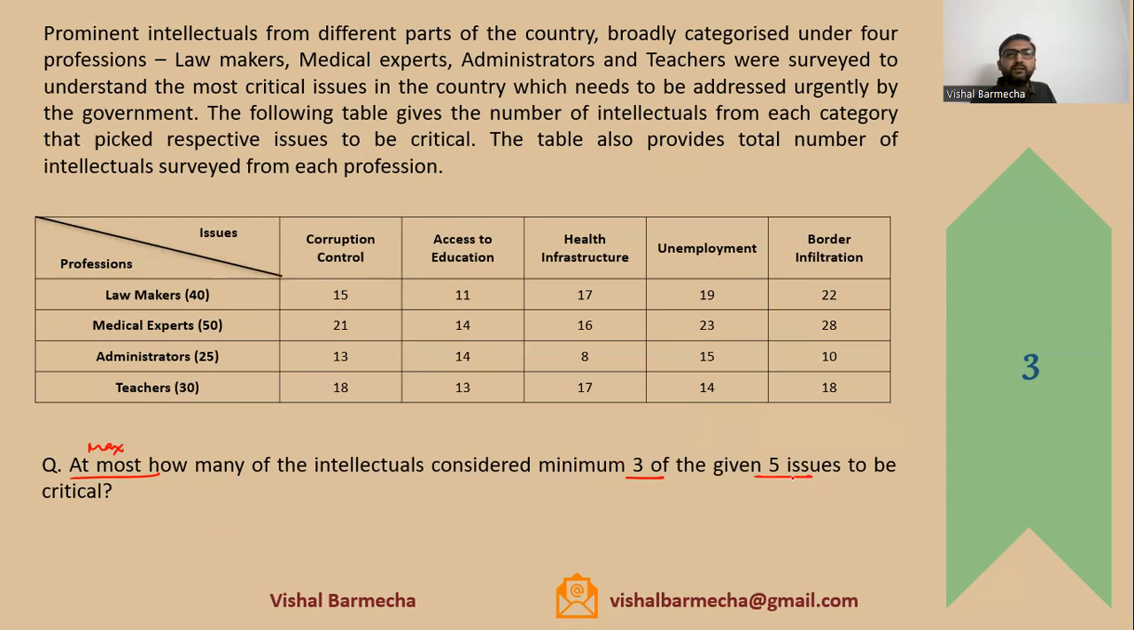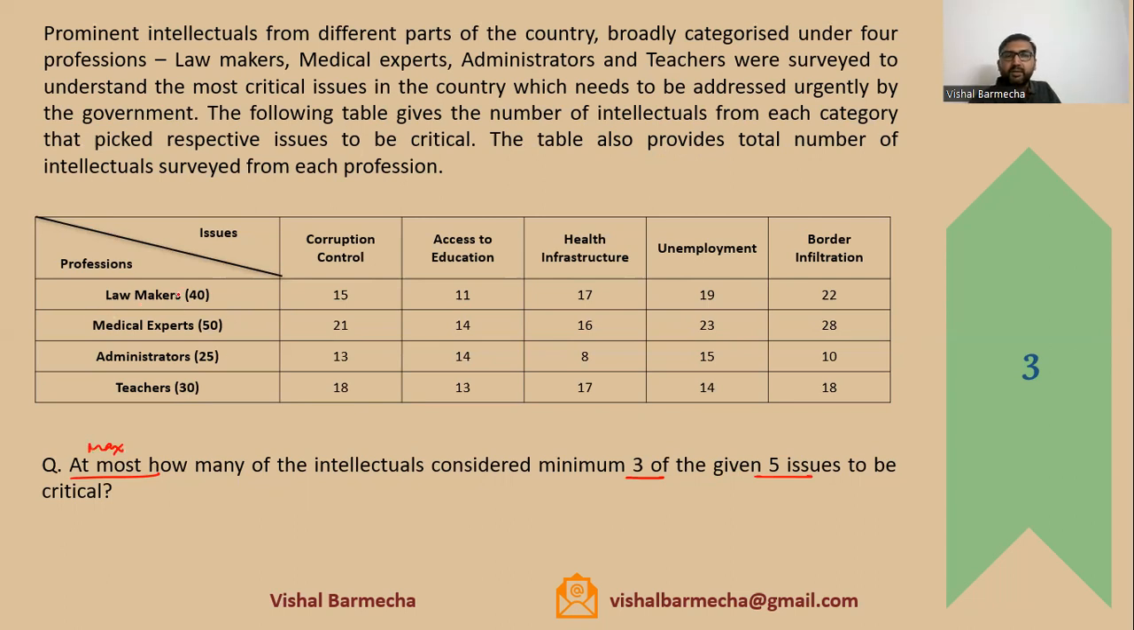issues to be critical? मतलब मुझे ज़्यादा से ज़्यादा लोगों को उस कैटेगरी में डालना है so that they find at least 3 of the 5 issues to be critical. कम से कम उनको 3 इशू क्रिटिकल लगना चाहिए. And I have to maximize such people. So first, let me do one thing again.